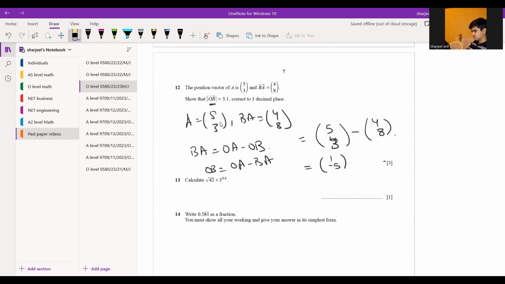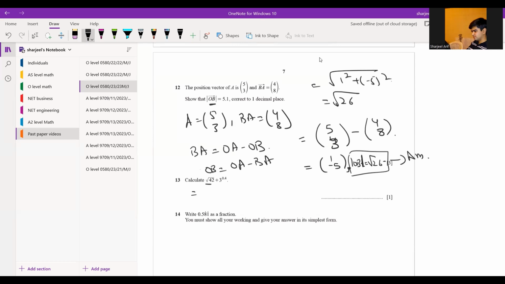Sorry, we have to find the magnitude. So for that, we have to take the magnitude. This will be 1 square plus minus 5 square. That would be equal to square root of 26. Square root 26 will be our answer. It's the magnitude of OB. This is our answer, square root of 26. For question number 13, we have to calculate under root 42 plus 3 power 0.4.